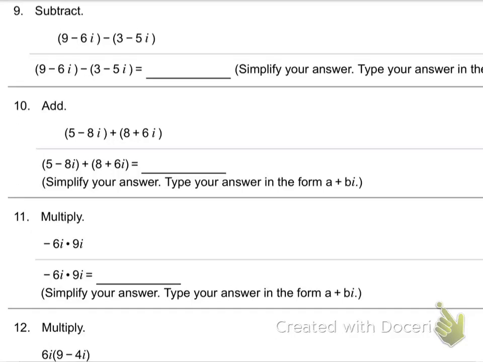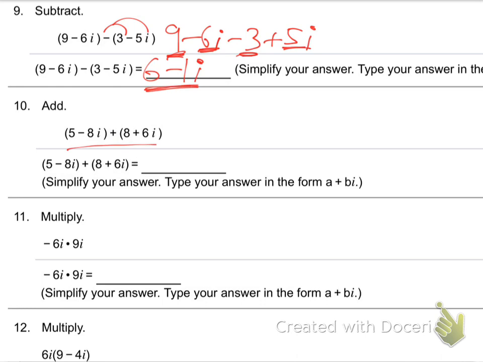Okay, so here we are on number 9, and I'm subtracting some parentheses. So this is going to distribute. So we'll get 9 minus 6i minus 3 plus 5i when that negative distributes. And then the 9 and the minus 3, what's that? 6. And minus 6i plus 5i is minus 1i. There's the answer they want.